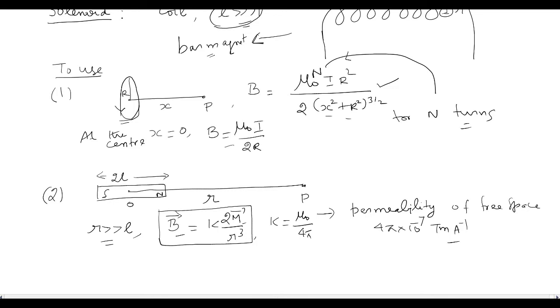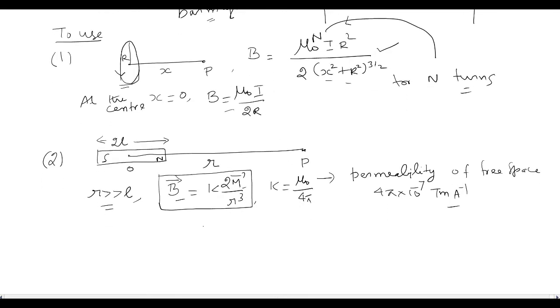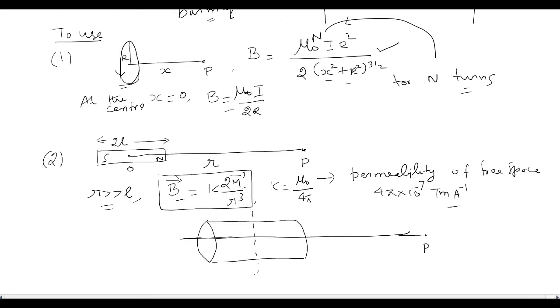Now we will consider the solenoid. Let's say that this is the solenoid. This is the axis of the solenoid. We will find the magnetic field. This is the axis passing through the center of the cylinder, perpendicular to the length. Let's say this is O. This is R. 2L is the length of the solenoid. This is the solenoidal frame.